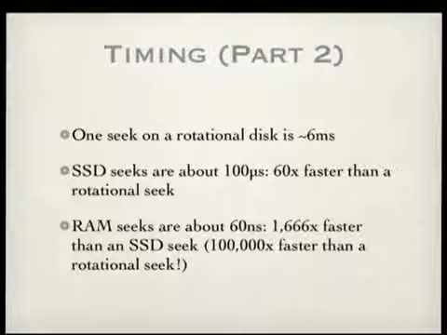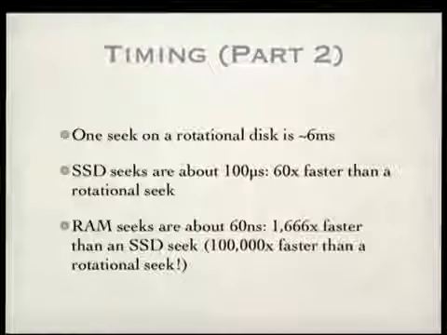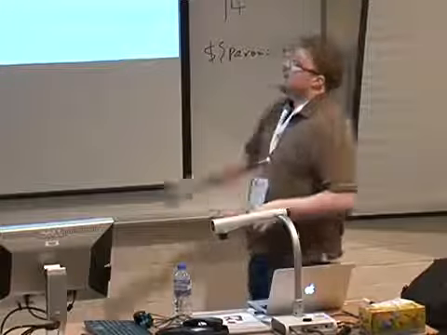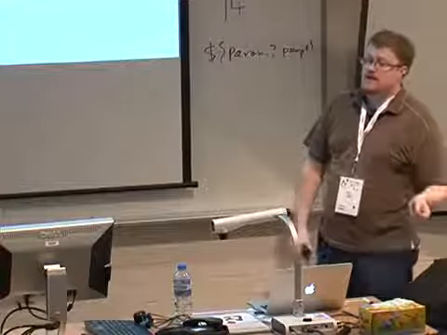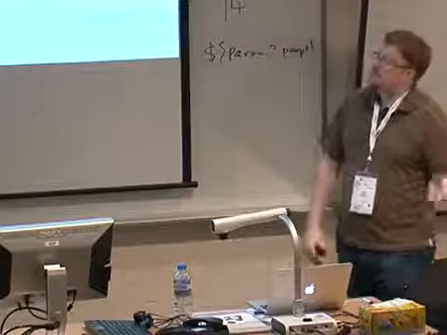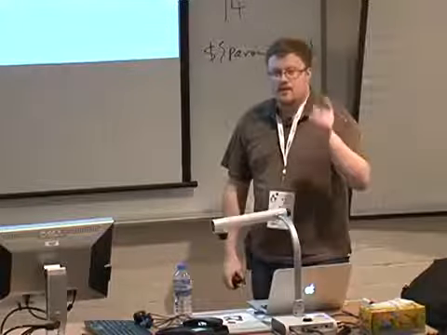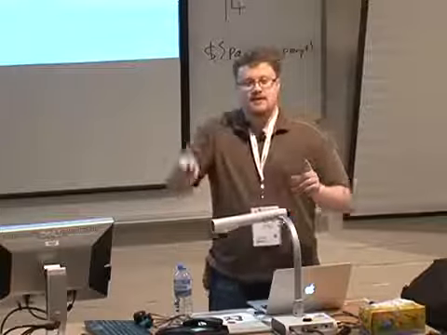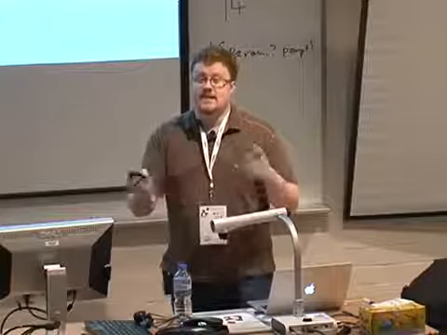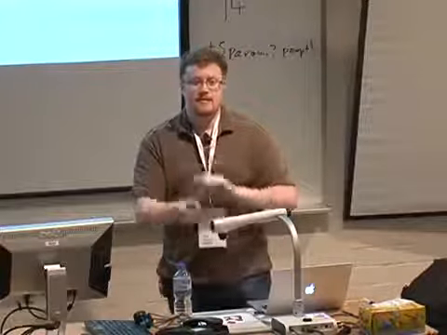That's pretty fast to you and me. You can do dozens to 150 of those a second. That's pretty good. I can't count anything 150 times a second. SSDs, however, are about 100 microseconds, which is about 60 times faster than a rotational. So for every 1 seek you do on a rotational disk, you do 60 data accesses randomly on an SSD.